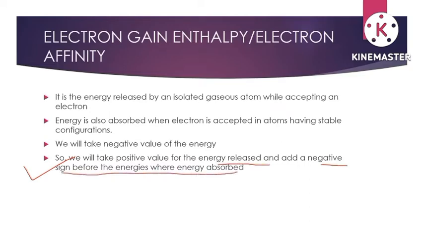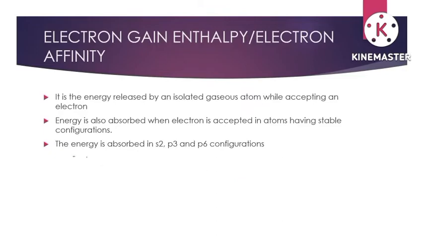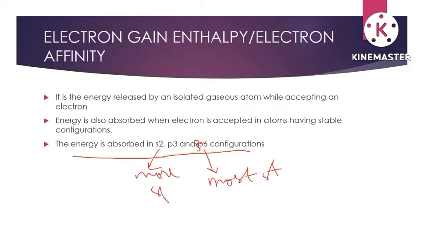We will take the positive value for energy released, and we will add a negative sign before the energies when the energy is absorbed. So energy is absorbed in s2, p3 and p6 configurations because these are stable. P6 actually means s2 p6, so it is the most stable. This is more stable, and this is also stable, but the least among all these three. But s2 configuration, when it is helium, is the most stable among all the elements of the periodic table.